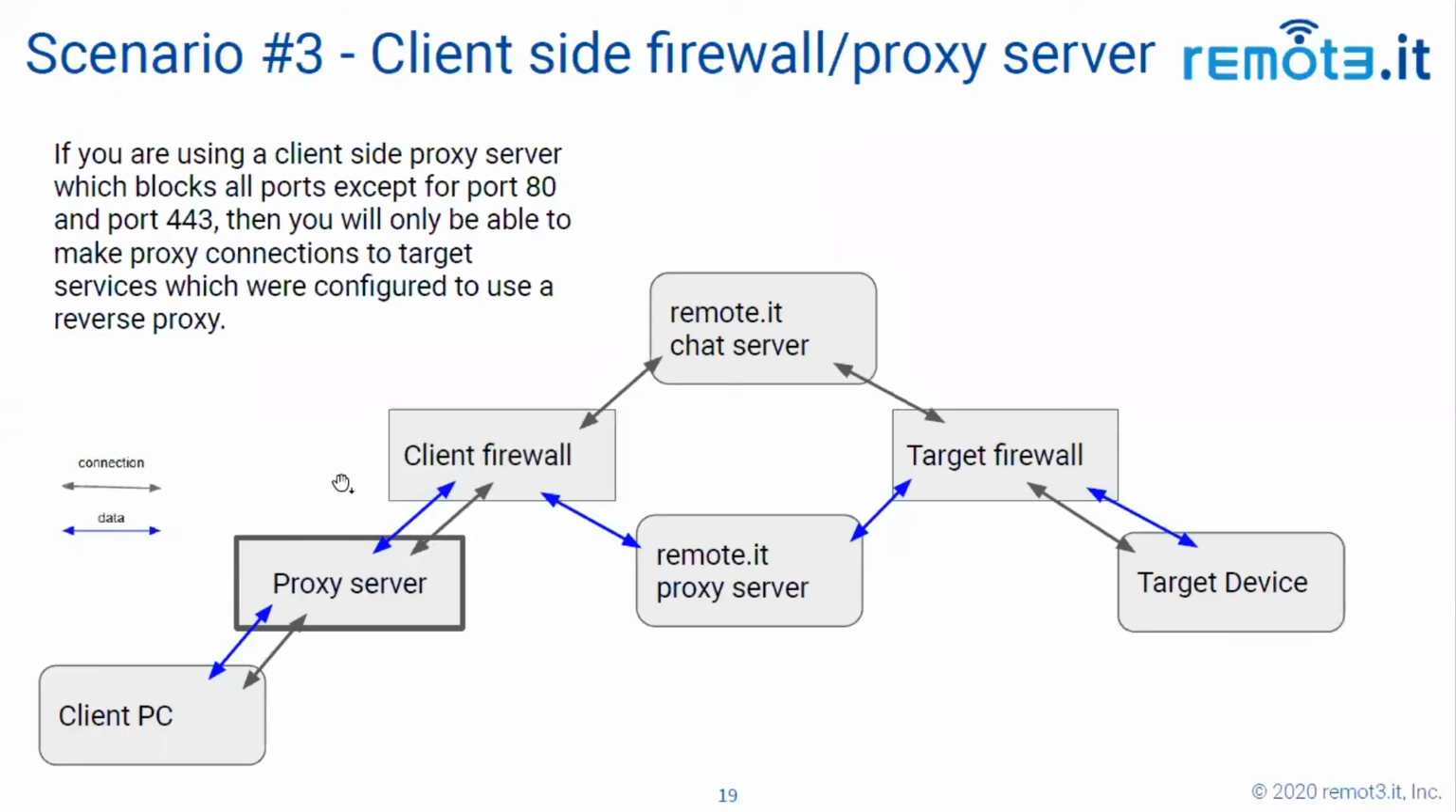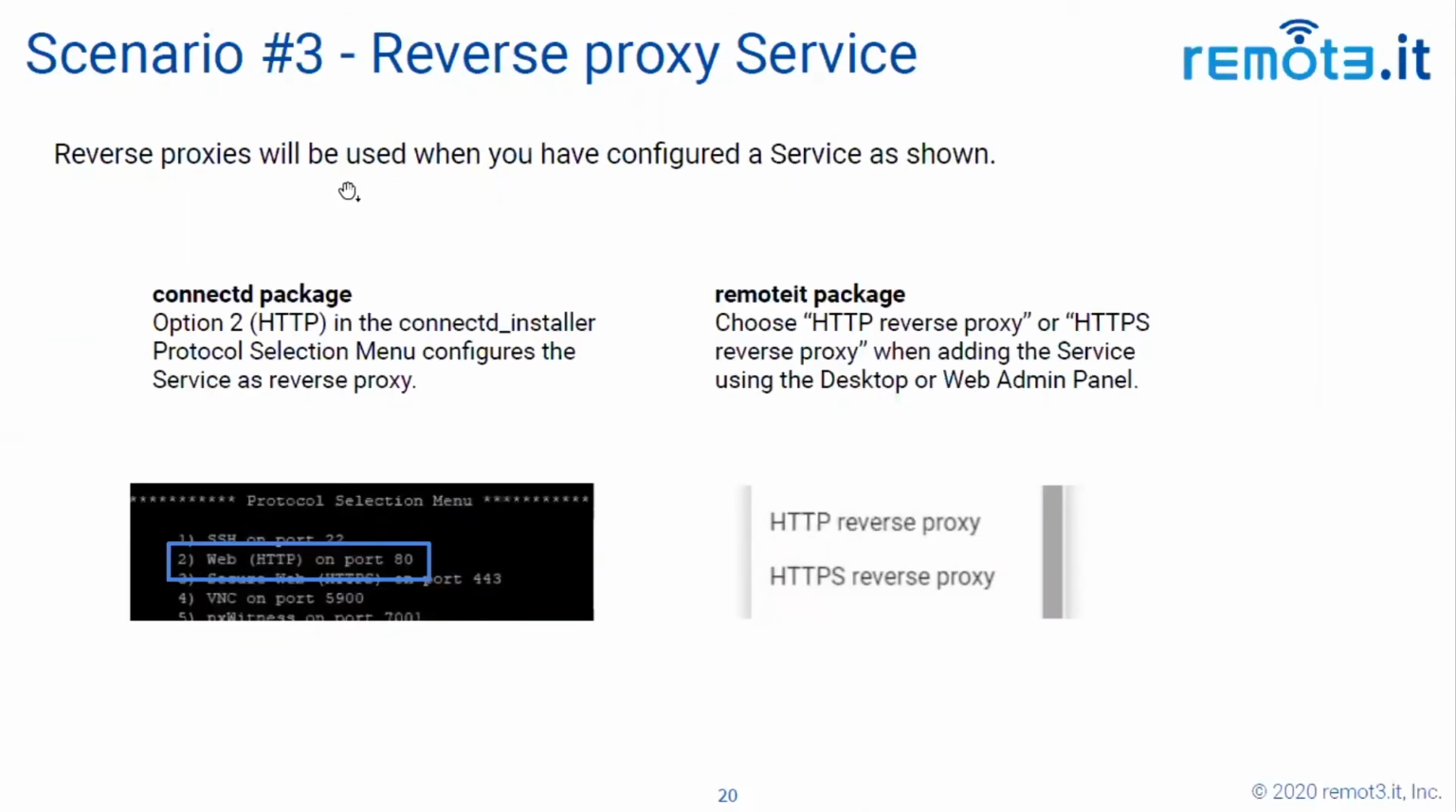And if you're behind a proxy server on your client side that only allows TCP traffic, and a lot of times these are set up just to limit people in a business to only be able to access web servers and prevent them from doing, shall we say, video streaming or other things besides just going to web servers, then you're only going to be able to make a proxy connection to target services which were configured to use a reverse proxy. And reverse proxies are only used for web servers.